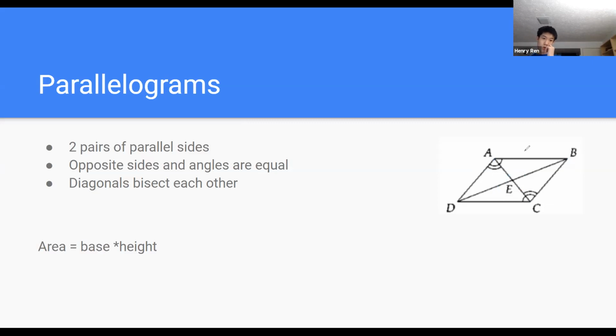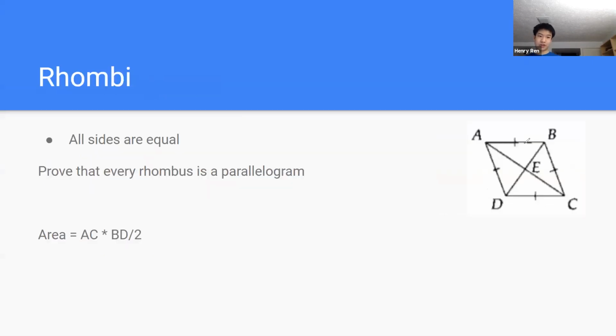Rhombi. Oh, I lied earlier. I think I said if all side lengths are equal, then it has to be a square. No, I lied. If all sides and angles are equal, it's a square. But if all sides are equal, you can also have a rhombus. Rhombi is plural, sort of like cactus and cacti.